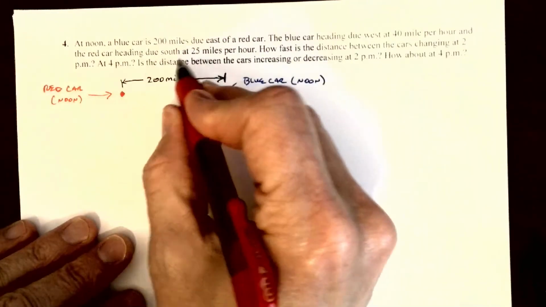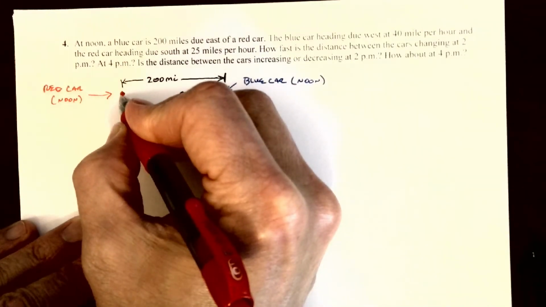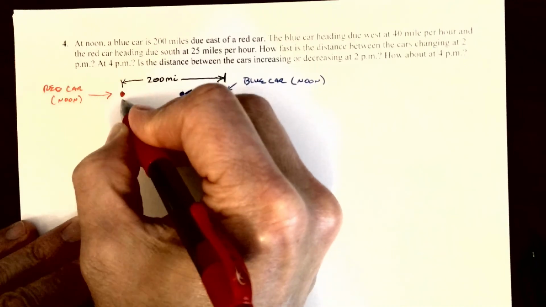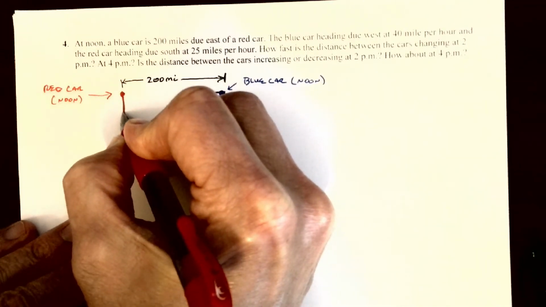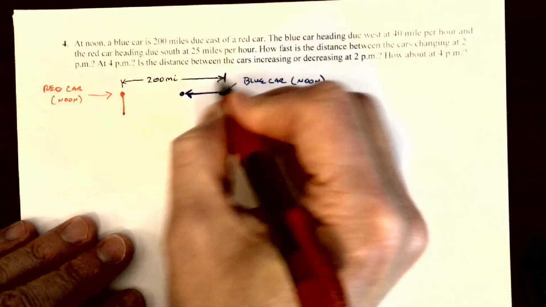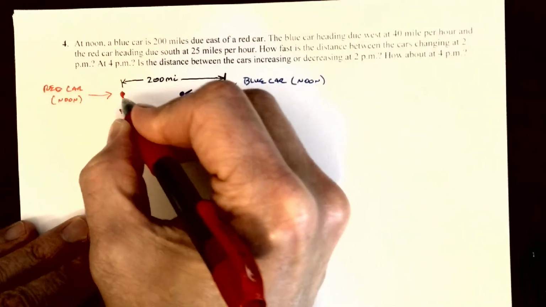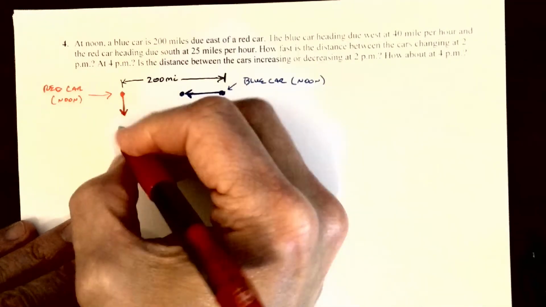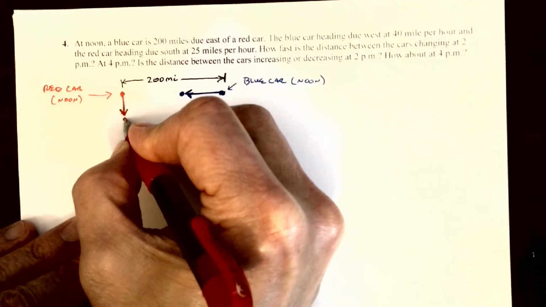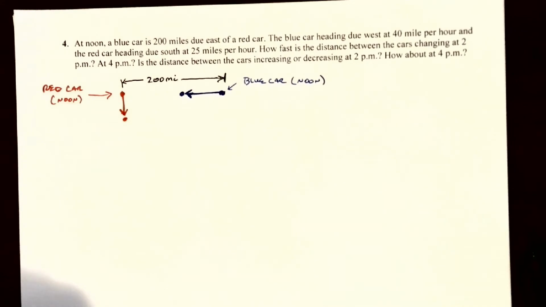In the same amount of time, the red car is going to move as well, because the red car is heading due south. South would be going down, right? So it's moving down. Now it is going a little bit slower, 25 miles per hour versus 40, so the length here is not going to be as much as this. But here's the red car after that period of time.